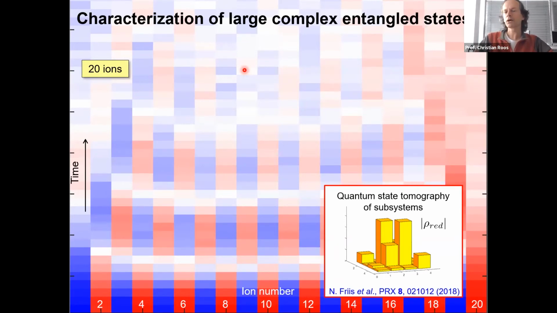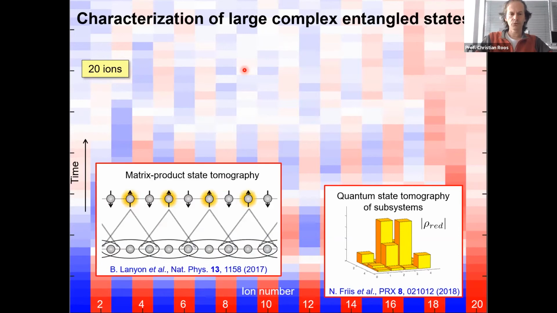For example, we looked at quantum state tomography of subsystems, and that's something which you can use for checking that at least in the initial stages of the dynamics, everything looks fine, and you have maybe multi-part entanglement over a couple of spins. We have looked at matrix product state tomography.